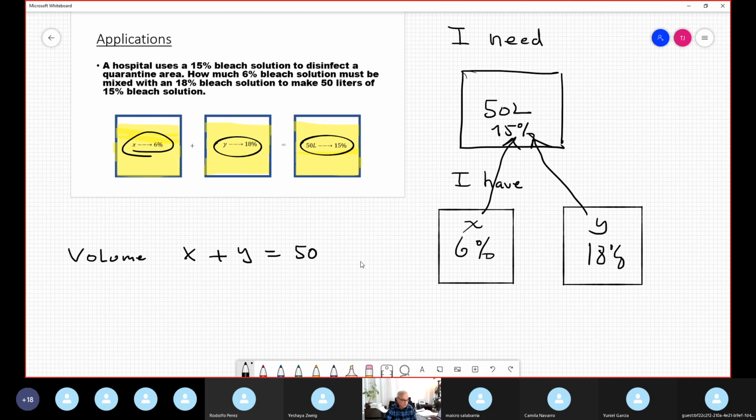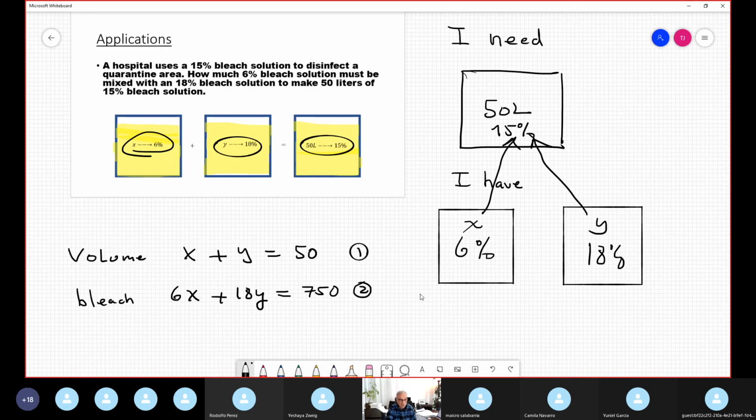My second equation is about specifically bleach. The total volume contains water plus bleach, but we have one equation specific to the bleach. It's the multiplication by the concentration, which is 6x plus 18y is equal to the multiplication of 50 and 15, which is 750. Do you understand this equation very well? Equation 1, and equation 2.